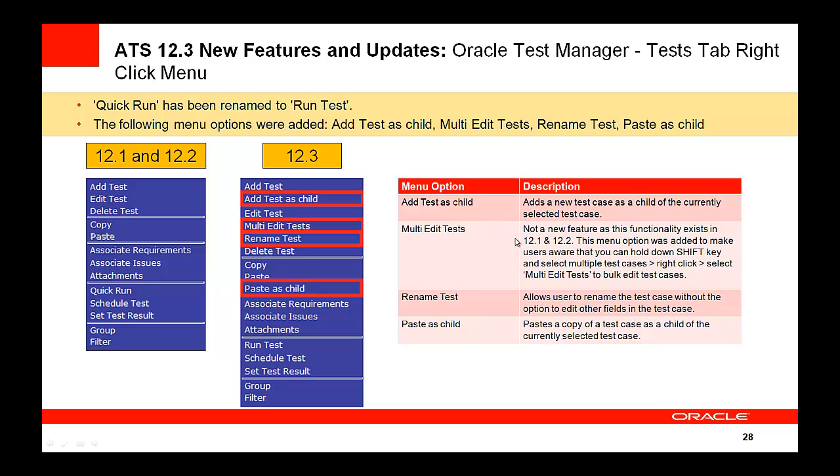4 new menu options were added, and they are Add Test as Child, which adds a new test case as a child of the currently selected test case, multi-edit tests, which allows user to select multiple test cases by holding down the Shift or Control key while clicking on the test cases and then doing a bulk edit. Rename test, which allows user to rename the test case without seeing the other fields in the test case. And paste as child, which pastes a copy of the test case as a child of the currently selected test case. Let's go ahead and quickly take a look at these menu options.